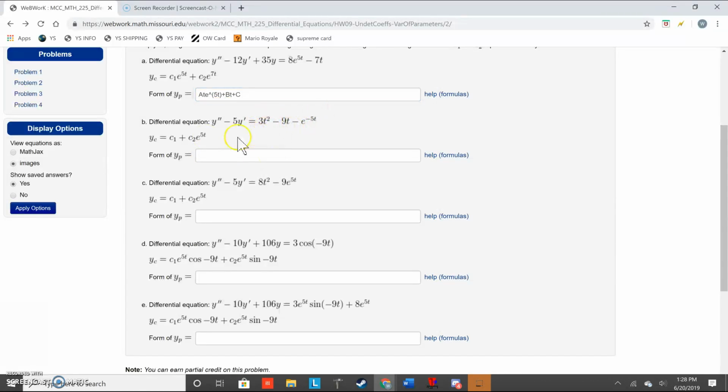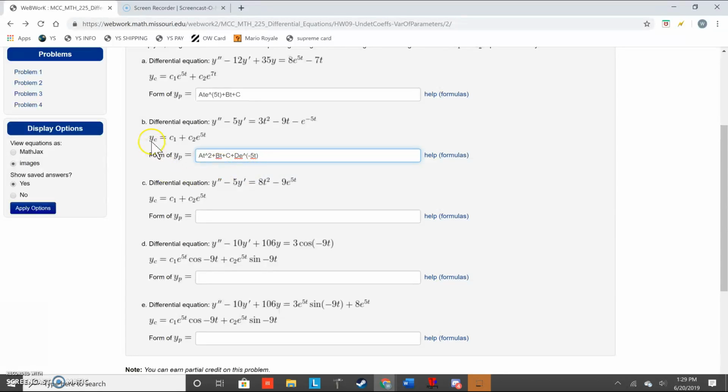We'll head down to the next one. For this one, we have a t squared term, and also once again an e to the negative 5t this time. So first, let's work on this t squared minus 9t. This t squared term would bring you to the yp form of at squared plus bt plus c. So let's type that in. And then once again, we have the constant e to the negative 5t this time.